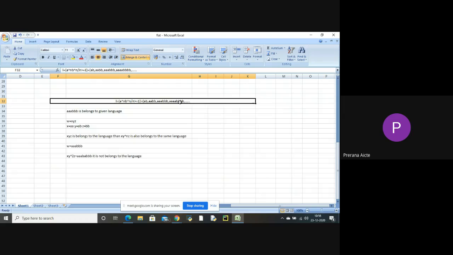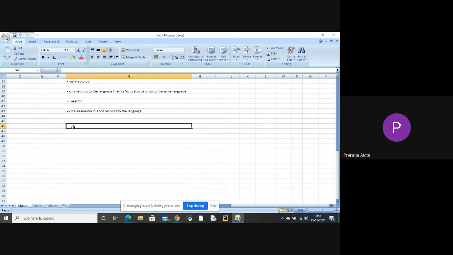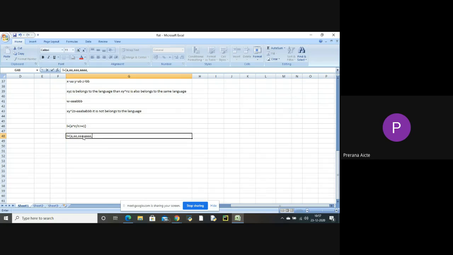For example, if you take one more language, L is equal to A power n, where n greater than or equal to 1. So we need to construct the language L is equal to A, AA, AAA, AAAA, and so on. Now we'll take one string. So it is 3 A's. So W is equal to AAA.